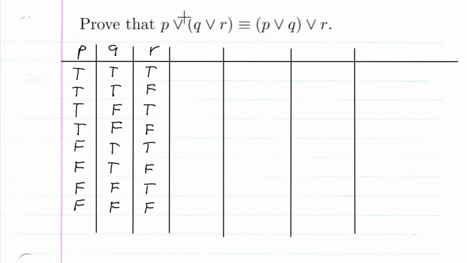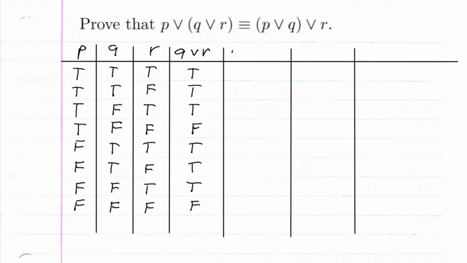So next, we want to show that this whole thing is equivalent to this whole thing. But first, we'll do this part, and then we can do this entire part. So we'll do Q or R. True or true is true. Remember, for or, all you need is at least one of them to be true in order for the entire thing to be true, right? So this will be true, this will be true, this will be false because we don't have at least one T, right? This will be true, this will be true, this will be true, and this will be false.